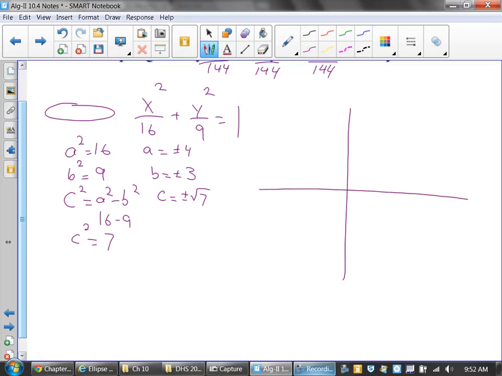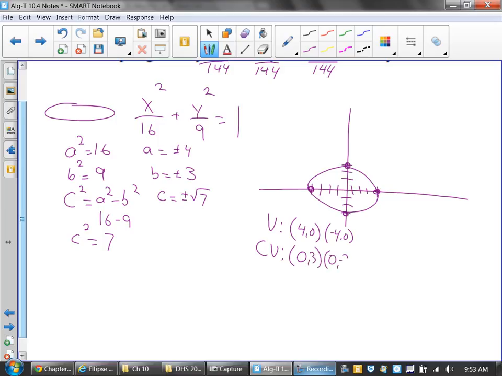If I know this is being stretched left and right, that means my vertices are going to be at the a values. All I do is walk it out. 1, 2, 3, 4. And I make my oval. Okay. So what I've done there is just done a real rough sketch of what it's going to look like. I know that my vertex is going to be at 4, 0, negative 4, 0. My co-vertex is at 0, 3, 0, negative 3.